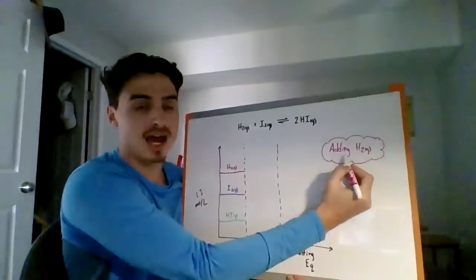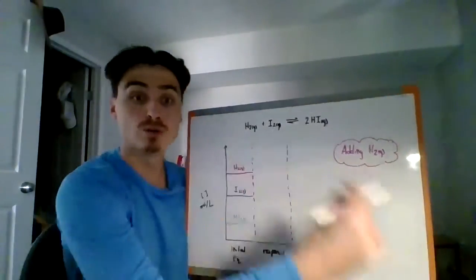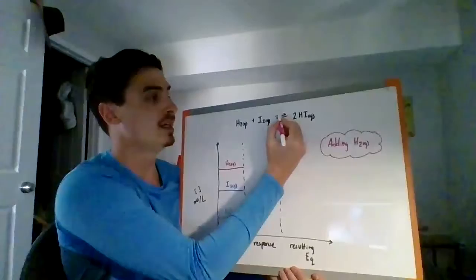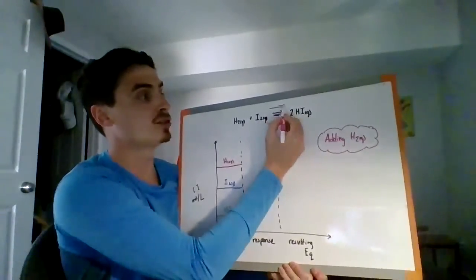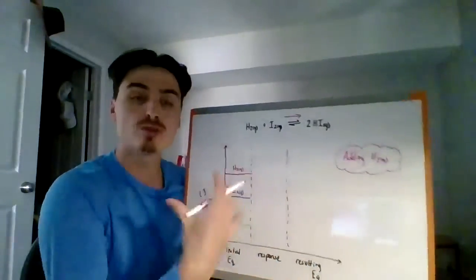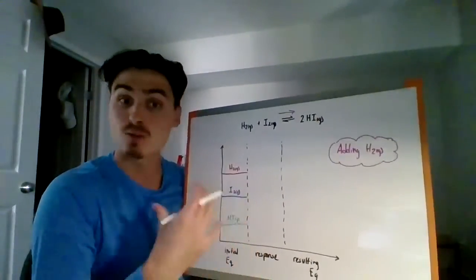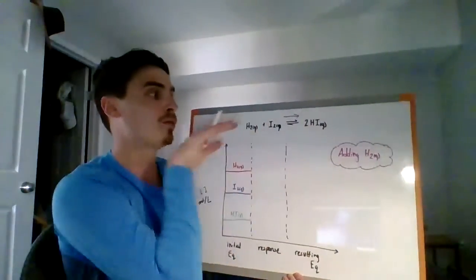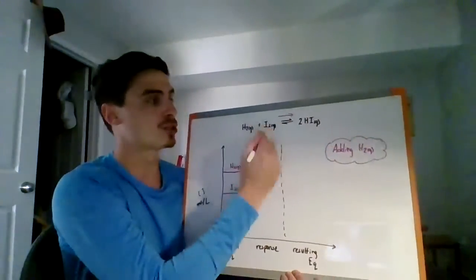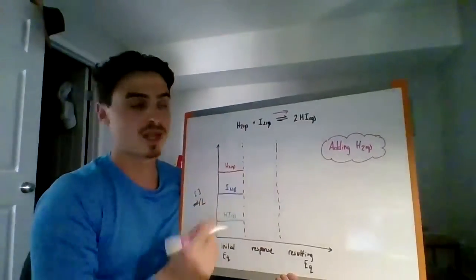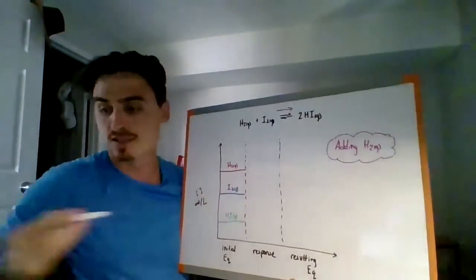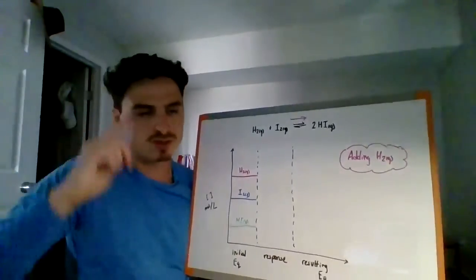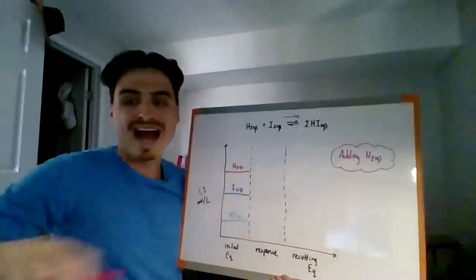So if we add hydrogen, we want to oppose that. So rather than creating more hydrogen, the equilibrium will shift to the right to use up that extra hydrogen that we added. So we added hydrogen. Rather than making more, we want to use it up. So it's going to shift to the right. So the forwards reaction is favored. Well, so we rationalize that. Okay, we used our brains. We figured out what happens.